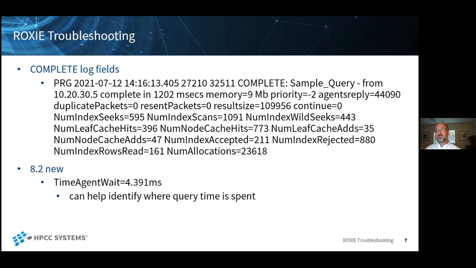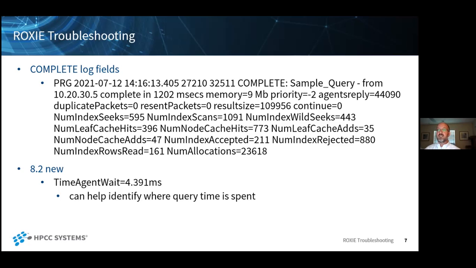Complete log fields. Looking closely at the complete line in a ROXIE log shows some interesting information. The important fields are time of the query, memory used by the query, agent's reply, which is the sum of all agent messages returned to the server, duplicate packets and resent packets. These are new in version 8.0 and are helpful for showing if there are UDP drops or other network issues while a query is executing.